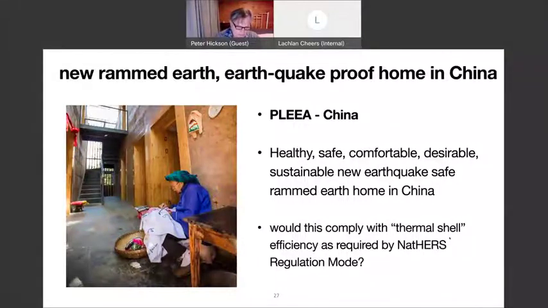Inside, it's comfortable, durable and full of light. How beautifully simple is this passive low energy rammed earth home.